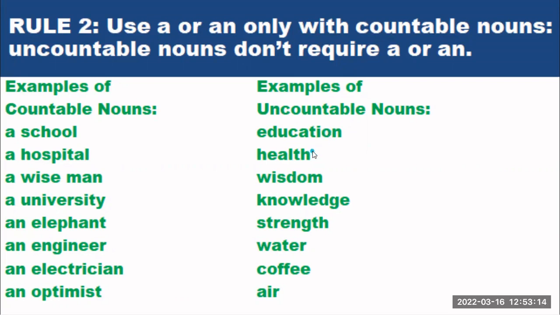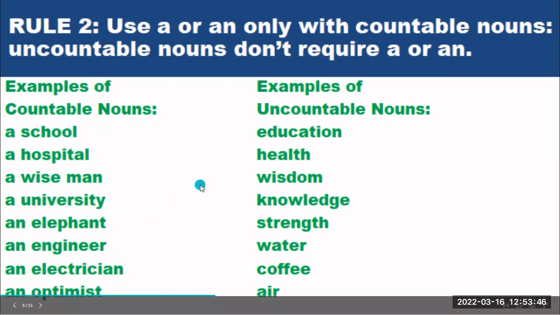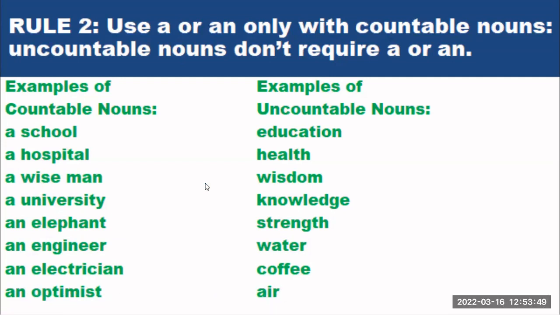Health, you cannot say a health because you cannot count it. So you use a or an with things you can count when you are referring to one of them. For example, a school is one school, and then there could be two schools, there could be more schools, and you don't use a or an with plural countable nouns. You use a or an with singular countable nouns, just as you have seen in these examples. So take note of these rules.